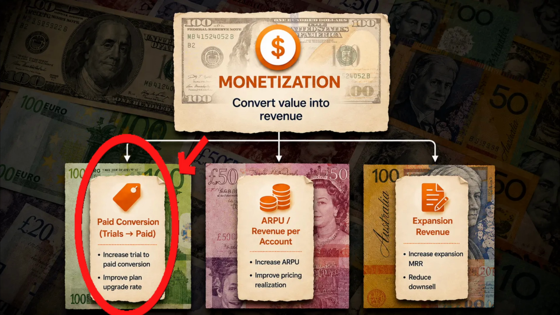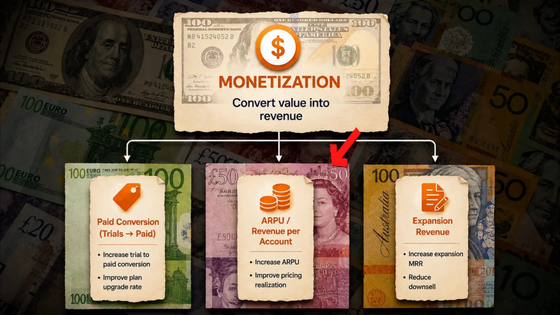Paid conversion is quite simple to understand. It's the percentage of free or trial users who become paying customers. That is going to become your ARR. Any one point improvement that you can make in the product can flow directly into your ARR, and that is where you must focus. Next, average revenue per user or per account.